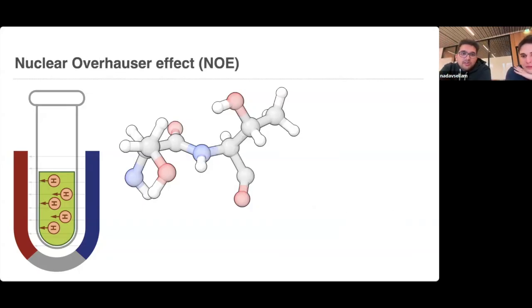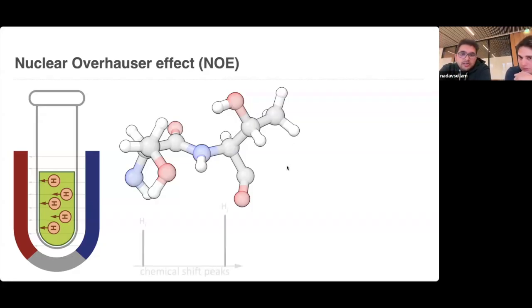So another way: not only does the magnetization transfer happen through covalent bonds, but it also happens through space. This is called the nuclear Overhauser effect. It's a phenomenon in NMR where the intensity of a nuclear spin changes based on another spin, if there is another spin in the environment that is excited. They're called dipolar couplings, which means that two magnets are coupled because they are in spatial proximity, and this coupling can be sensed in the same way as before.